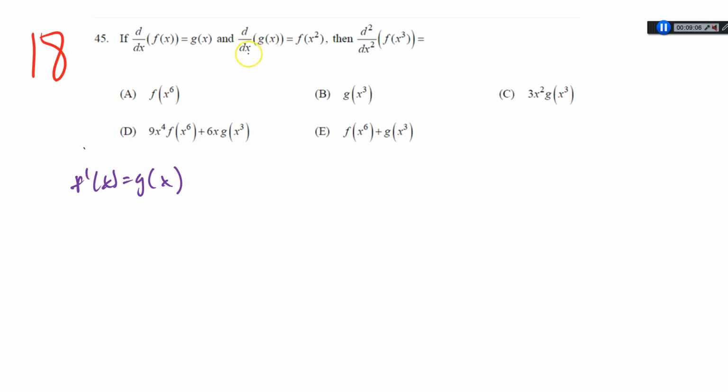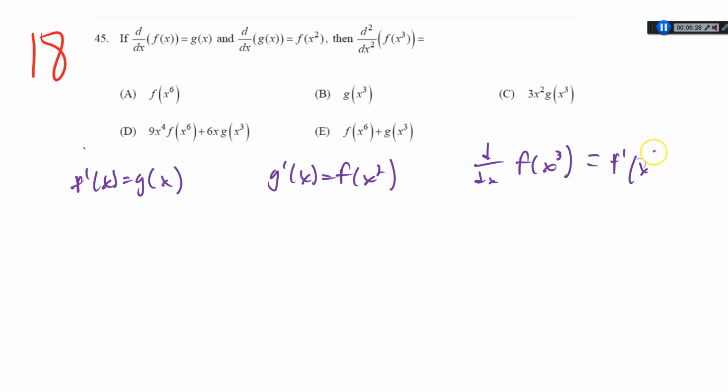Okay. Derivative of g of x is f of x squared. Interesting. So g prime of x is f of x squared. They want to know the second derivative of f of x cubed. Well, let's find the derivative first of f of x cubed. That sounds like a chain rule problem. X cubed is our baby. So it would be f prime of x cubed times the derivative of the inside, which is 3x squared.